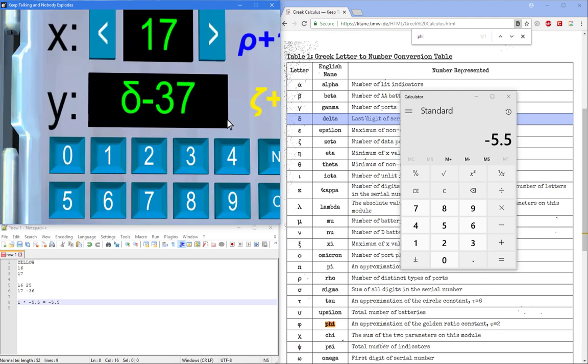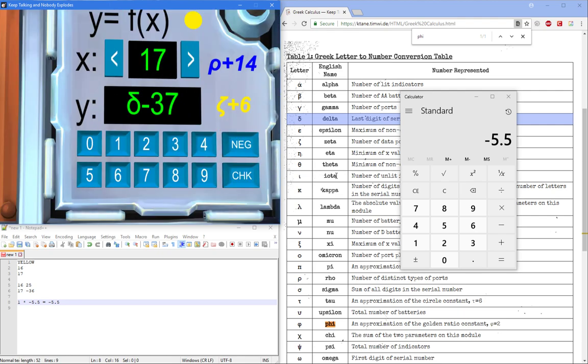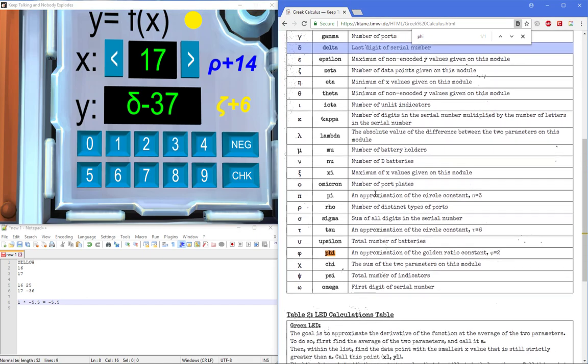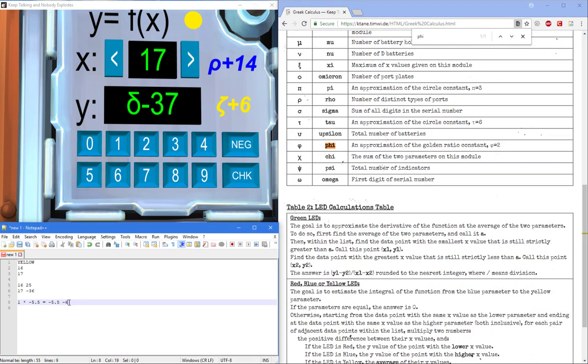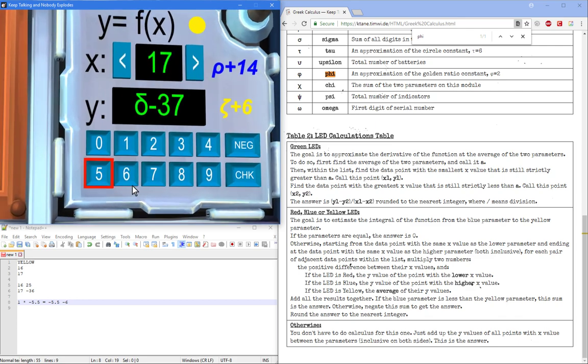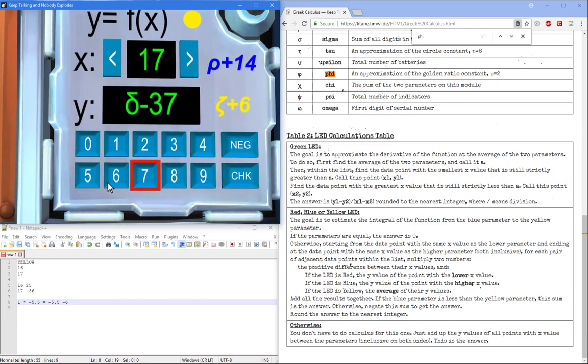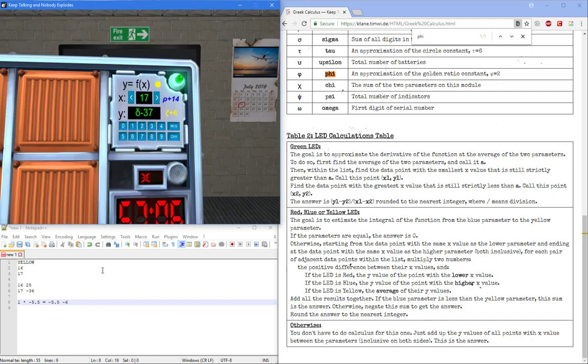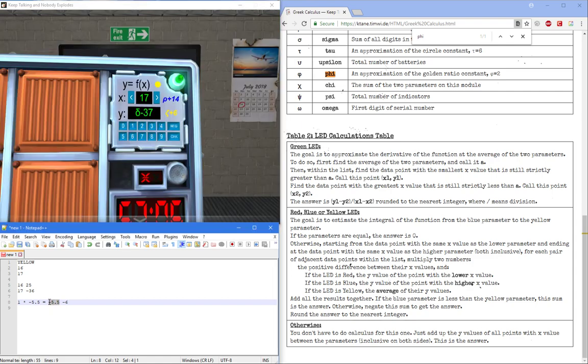So we would round the answer. So let's see here. Round the answer. So this is going to be negative 6. And if the blue is higher than the yellow, which it isn't, so this is the answer. So it's a negative 6. Check. Okay, then negative 5. Check. So if it's in the negatives and whatnot, it's negative 5.5. You just round. Oh, I see. Yes. Very well then.